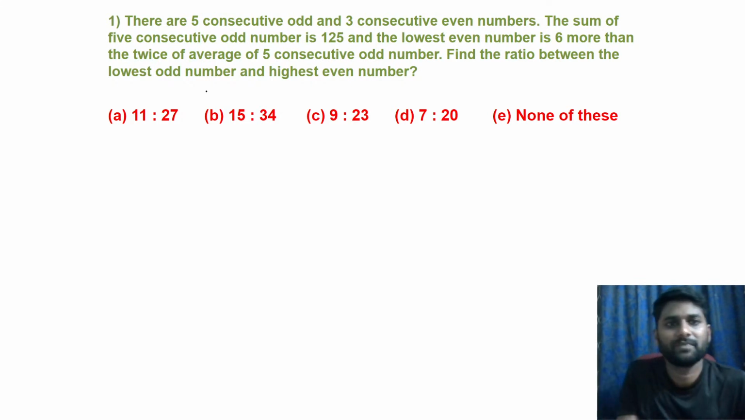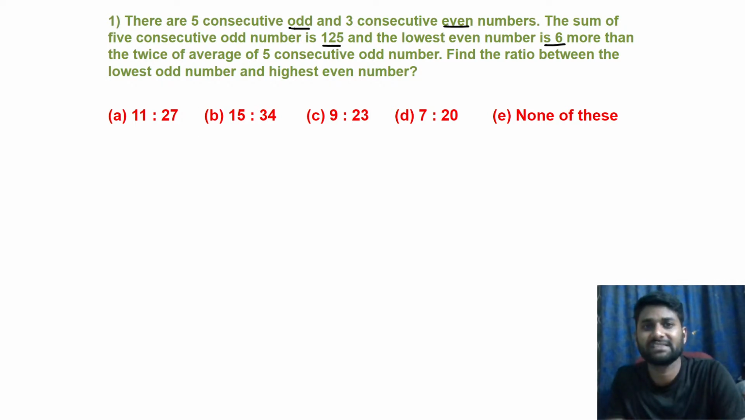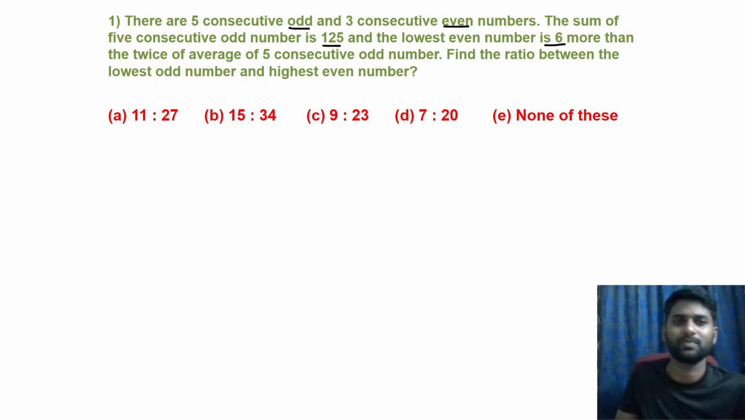Now see the question. Here the information: there are 5 consecutive odd numbers and there are 3 consecutive even numbers. The sum of the 5 consecutive odd numbers is 125 and the lowest even number is 6 more than twice the average of the 5 consecutive odd numbers. Identify the ratio between the lowest odd number and the highest even number.